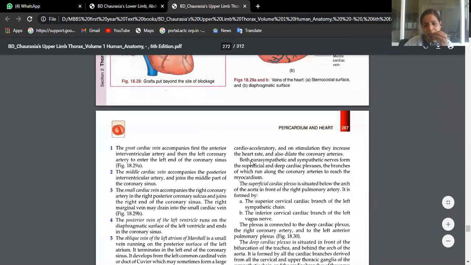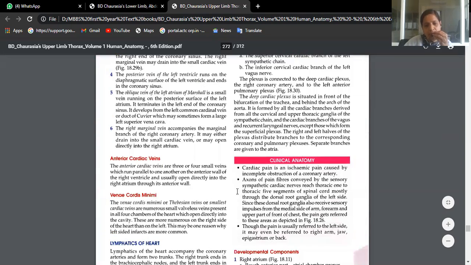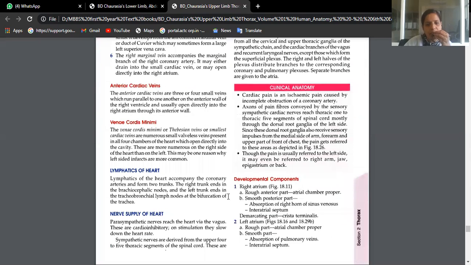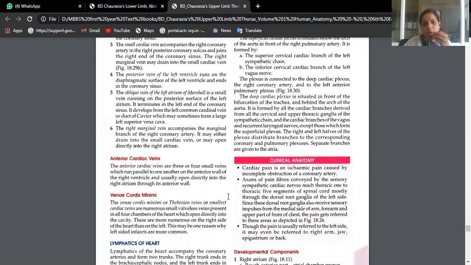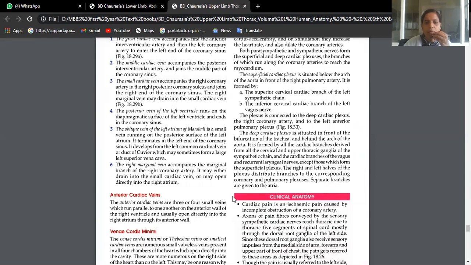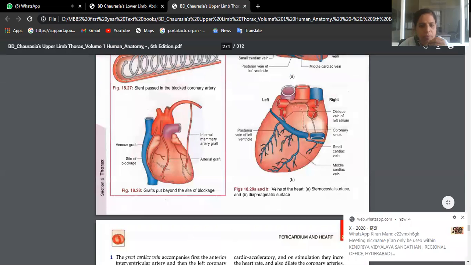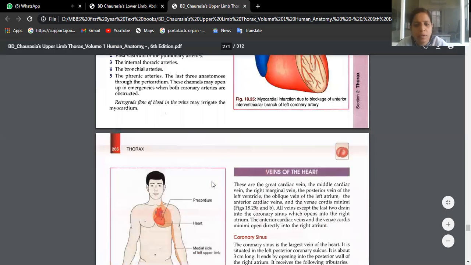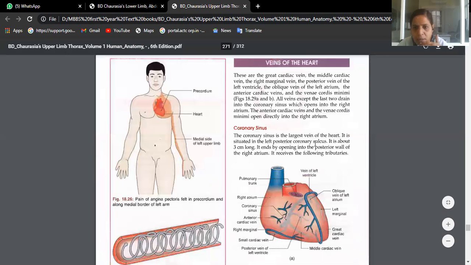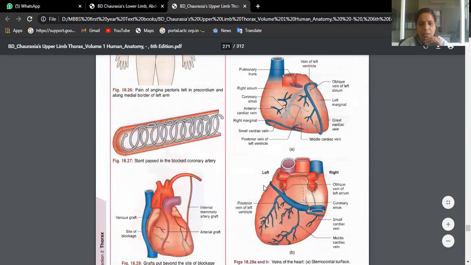And it is guarded by a valve called as, what is the valve which is guarding here? Thebesian valve. Very good. So that is about the coronary sinus. It's given here, see. Largest vein of the heart. It is situated in the left posterior coronary sulcus, 3 centimeters long. It is opening in the posterior wall of the right atrium.